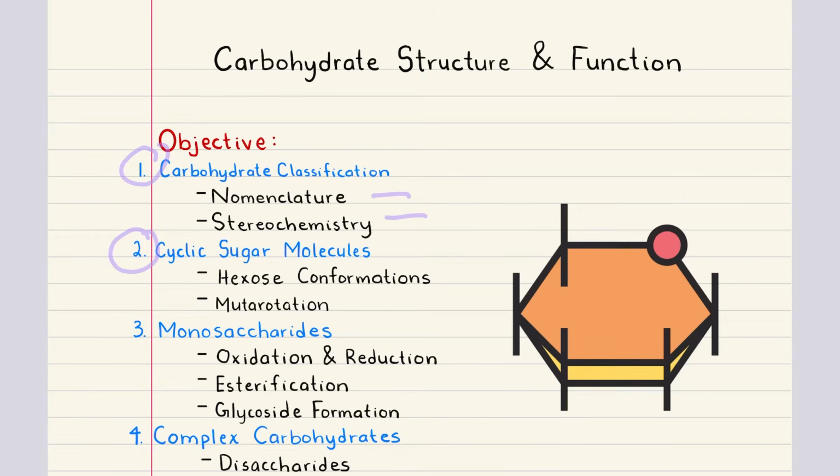Here, we're going to explore how ring formation happens and what conformations are stable. We're also going to touch on the concept of mutarotation, which is where one form of a sugar can convert into another in solution. Third, we're going to look at monosaccharide chemistry. That includes oxidation and reduction reactions, ester formation, and how sugars form glycosidic bonds when they react with alcohols, which is really important for building larger carbohydrates.